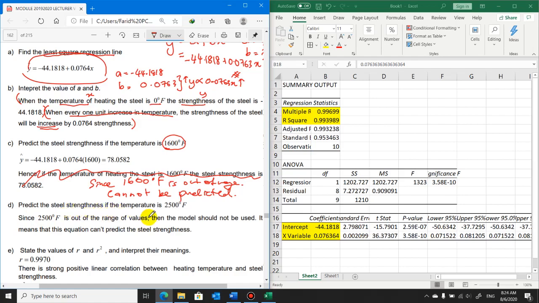So predict the steel strength if the temperature is 2500. Nampak 2500. So sama juga, tak ada dalam list for our X. Out of range, so the model cannot be used. Okay, cannot predict the steel strength.